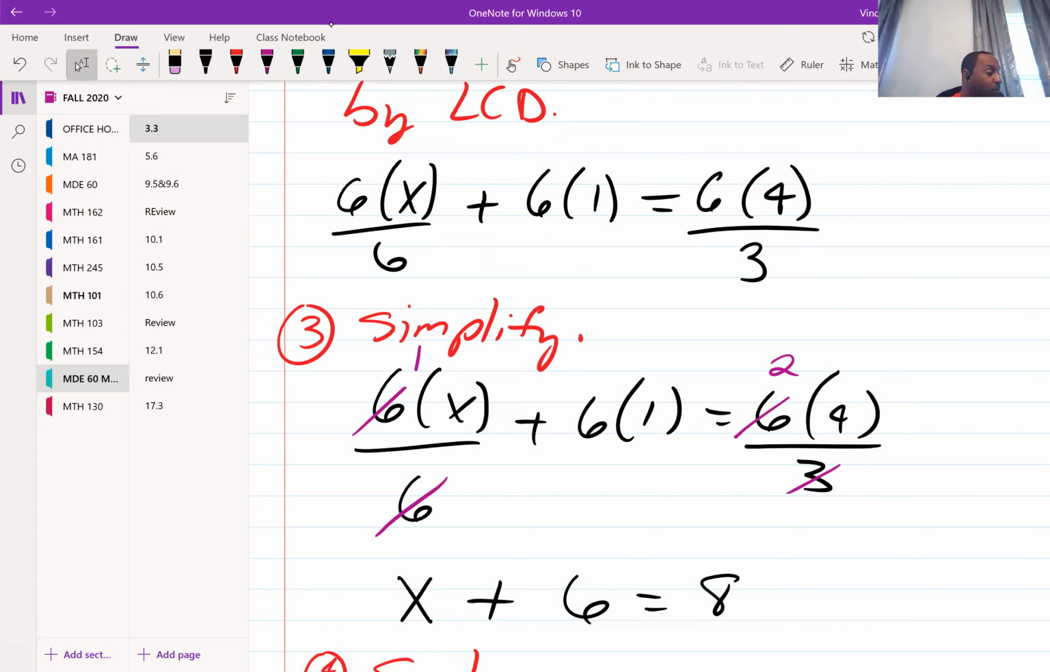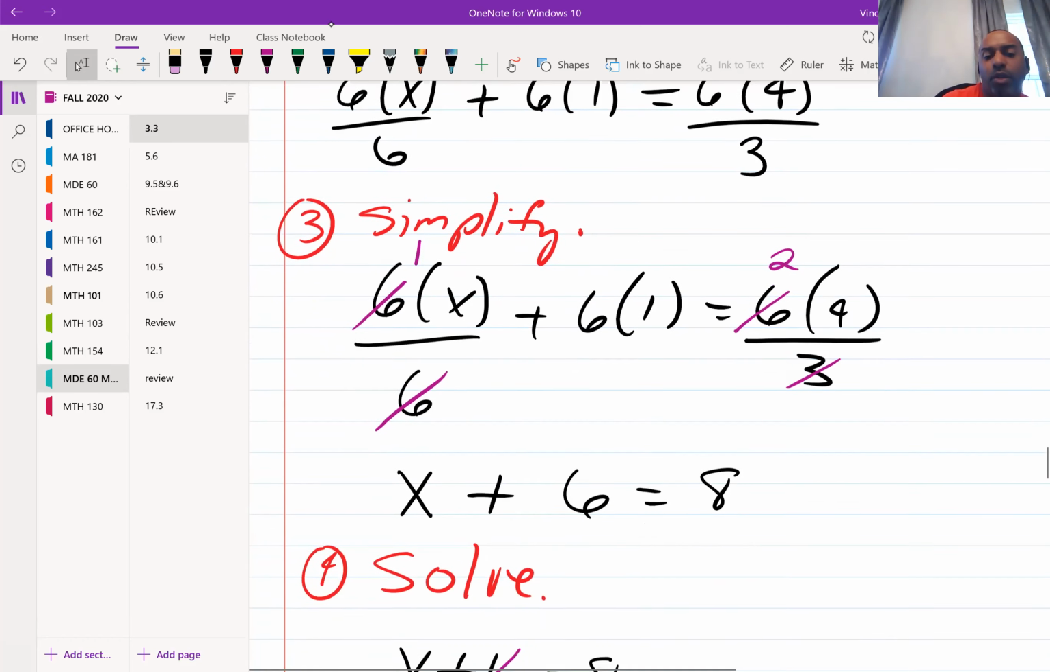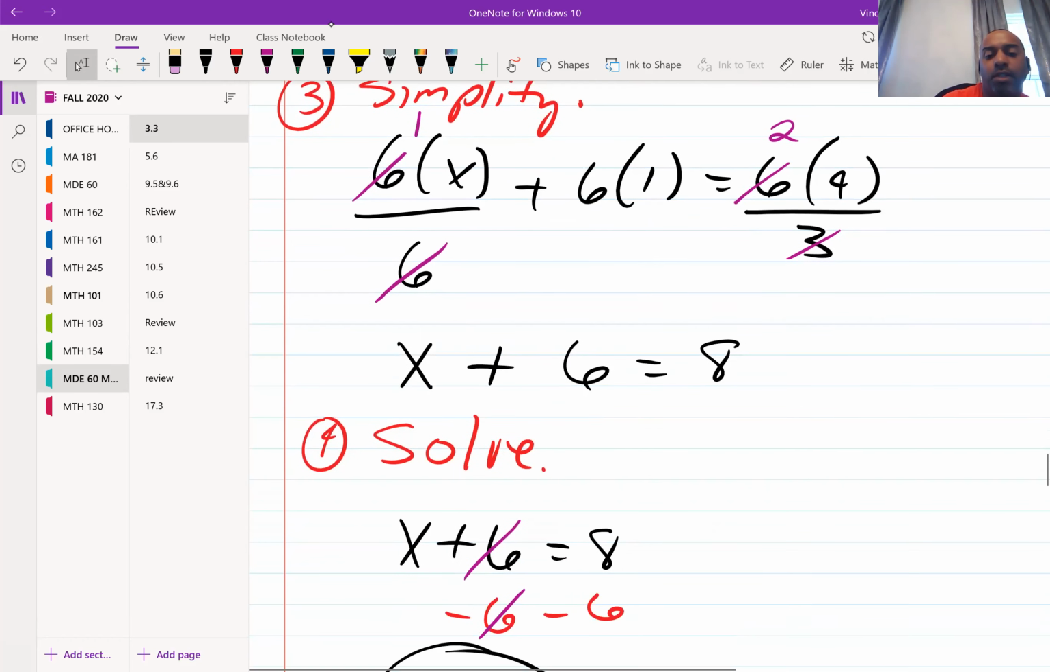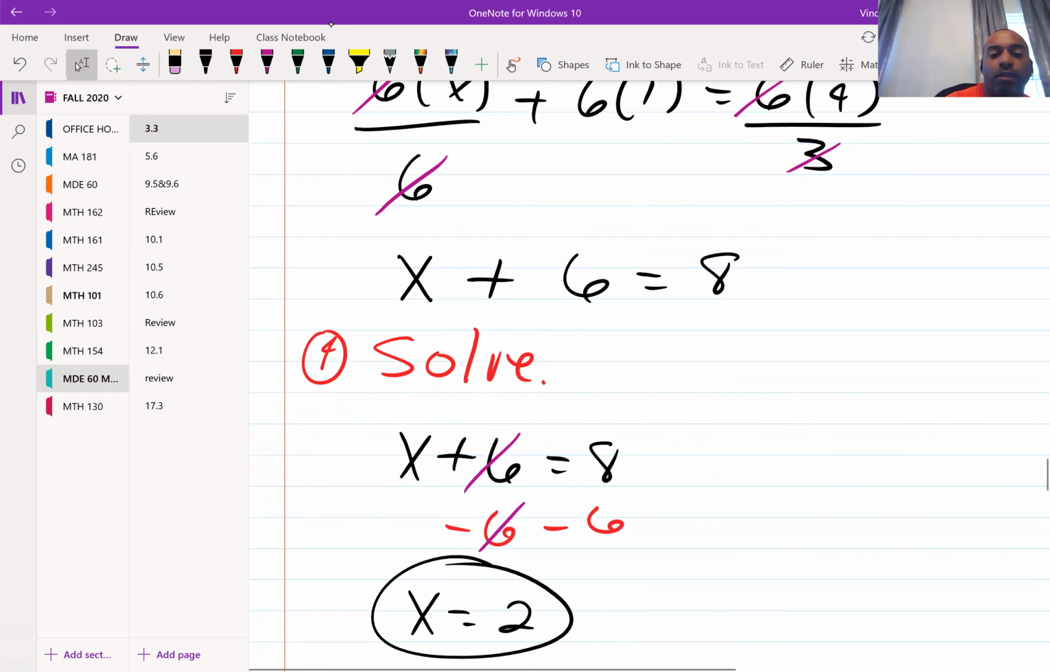So now notice we have a regular equation with no fractions involved. And we can go ahead and solve like we did in the last section. Then from there, we solve the same way we did last section. So subtract 6 from both sides, x is equal to 2.